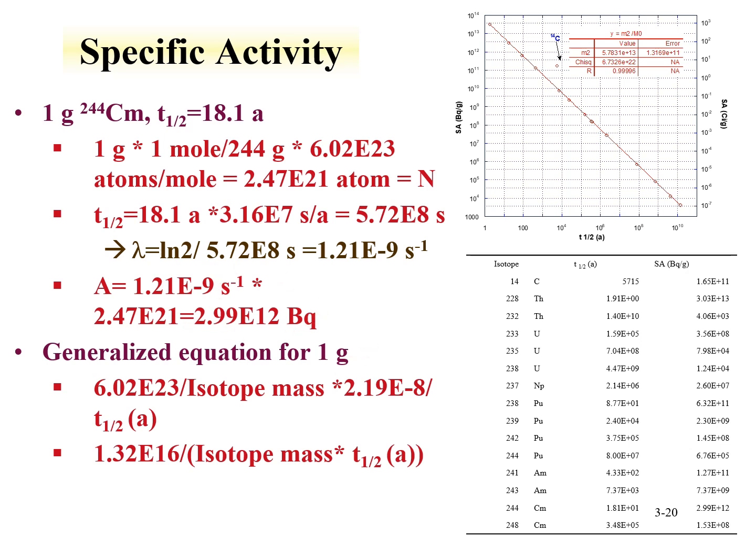Now we can generalize an equation for specific activity for a gram, which is just equal to Avogadro's number divided by the isotope mass times this value divided by the half-life in years.